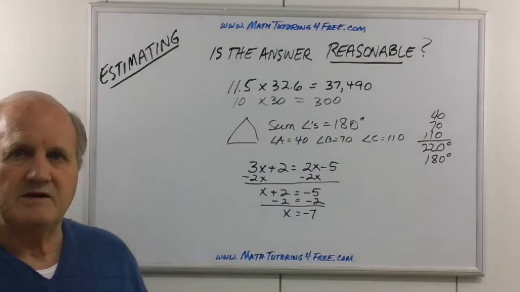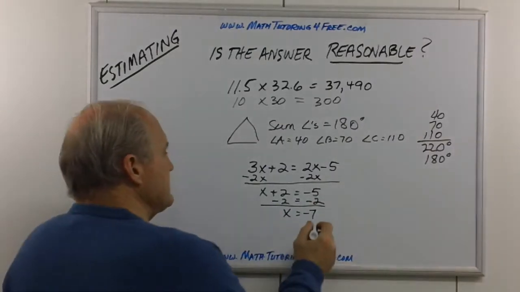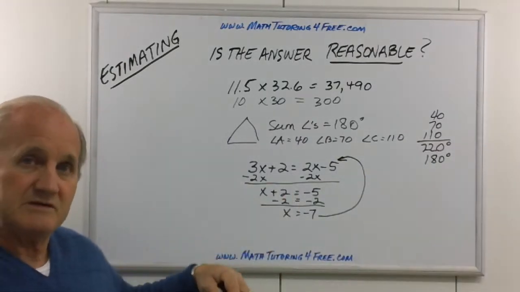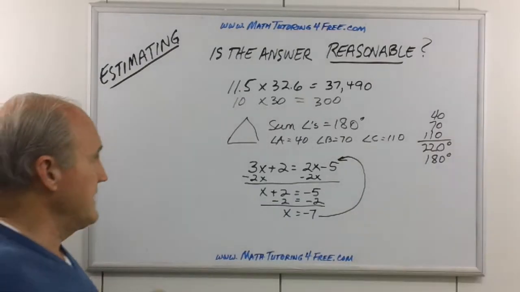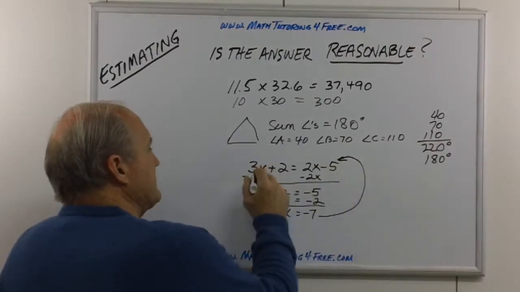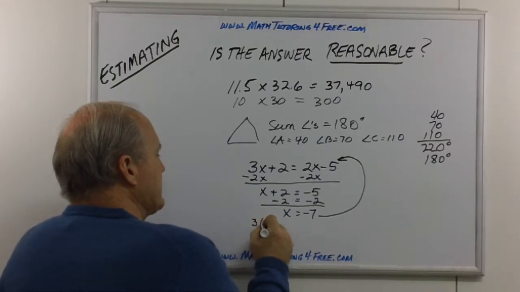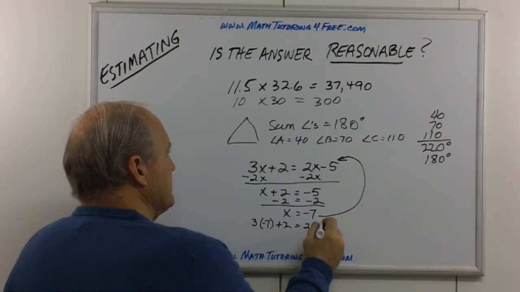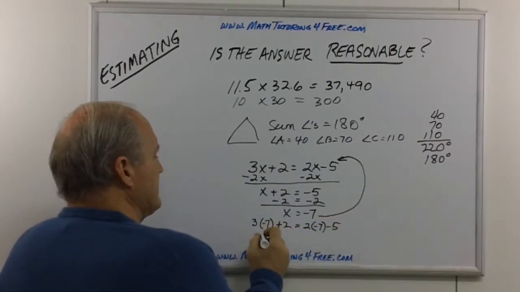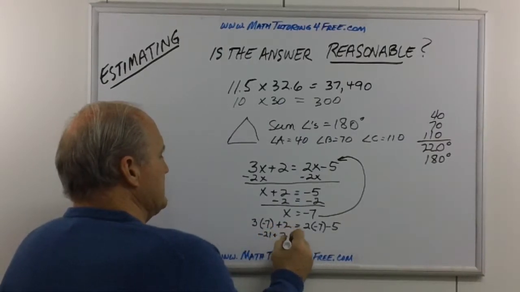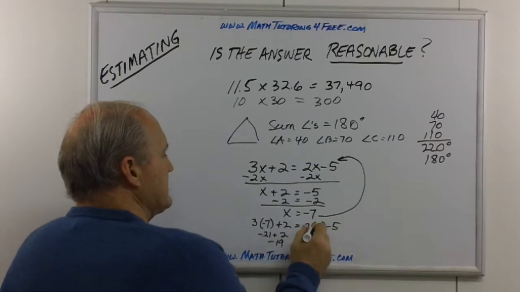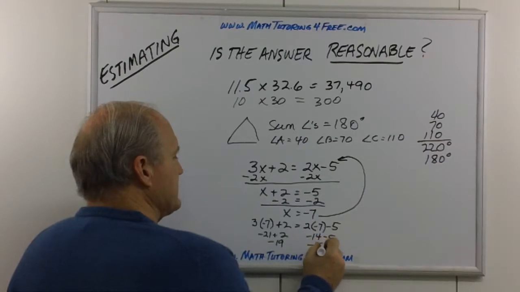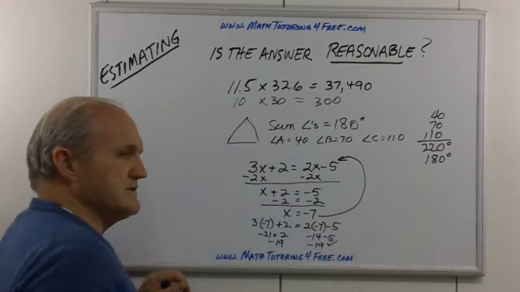Don't stop there. Take that answer and put it back into the original equation. Always into the original one, not one of the ones that came after, because you might have made the first error in shortening that. So we put -7 in for x, and we have 3 times -7 plus 2. Is that equal to 2 times -7 minus 5? Well, 3 times 7, that's -21, plus 2, that's -19. 2 times -7 is -14, and a -5, that is also -19. Guess what? Our answer is correct.